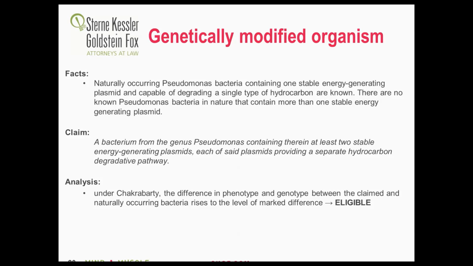The claim indicates that the bacterium has to contain at least 2 stable energy-generating plasmids, each of those plasmids providing a separate hydrocarbon degradative pathway. Under Chakrabarty, we know you can patent these types of inventions. Under the guidelines, you can still patent those types of inventions. And the reason why is that you've got the second plasmid in there that has a difference in phenotype and genotype. It makes it different from what anybody knows to occur in naturally occurring bacteria, and so that's a marked difference. You're out step 2A, and you have patentable subject matter.